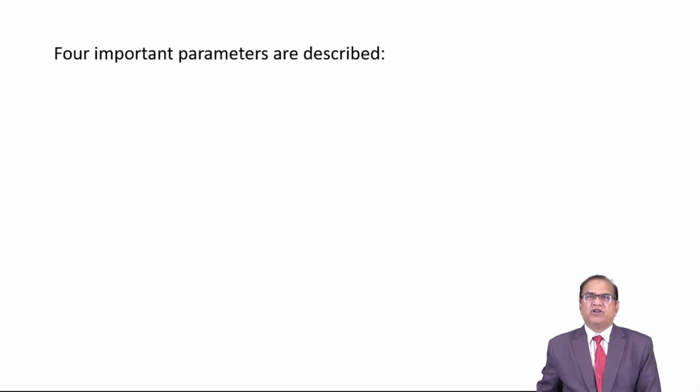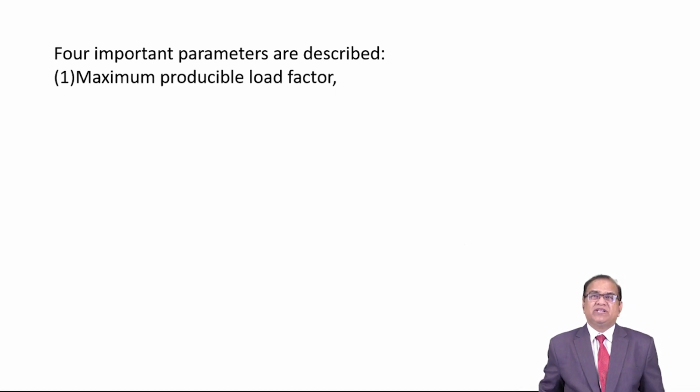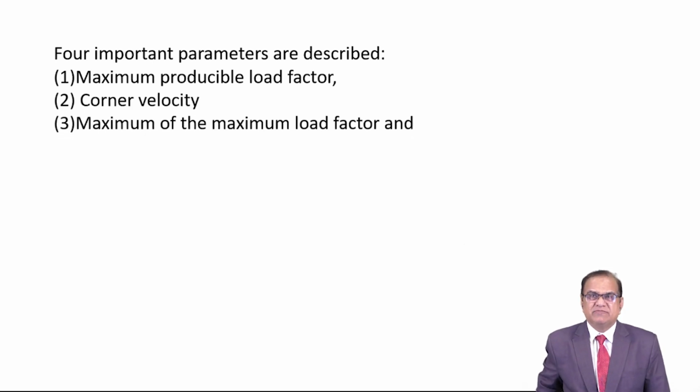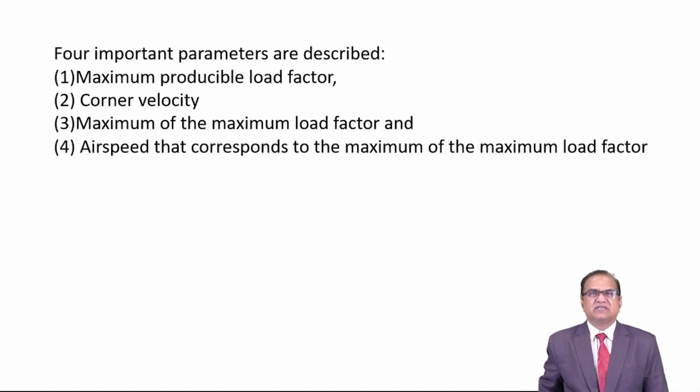Now we will see the four important parameters described here. One is the maximum producible load factor, then the corner velocity, the maximum of the maximum load factor, and the airspeed that corresponds to the maximum of the maximum load factor.